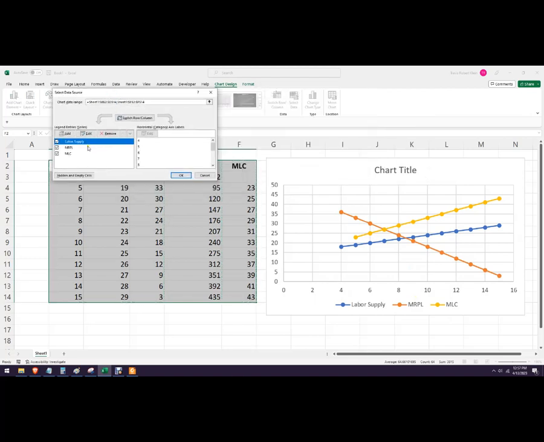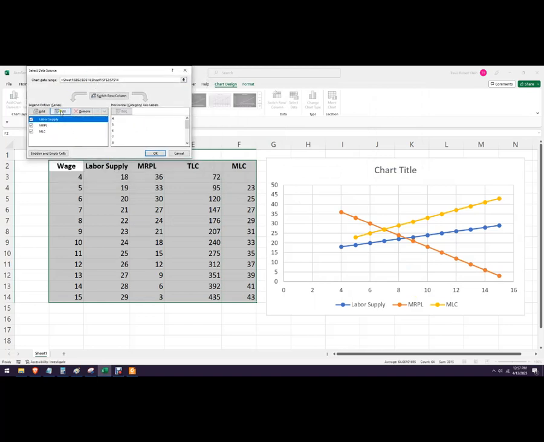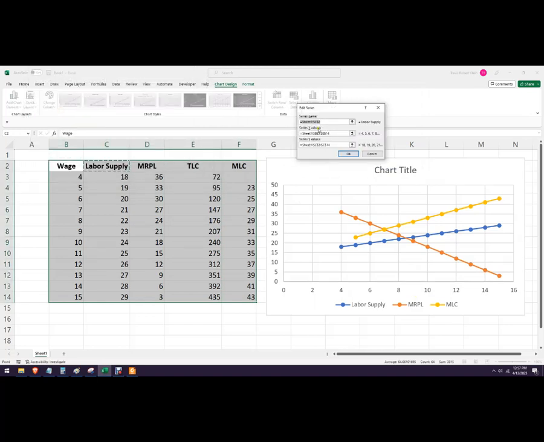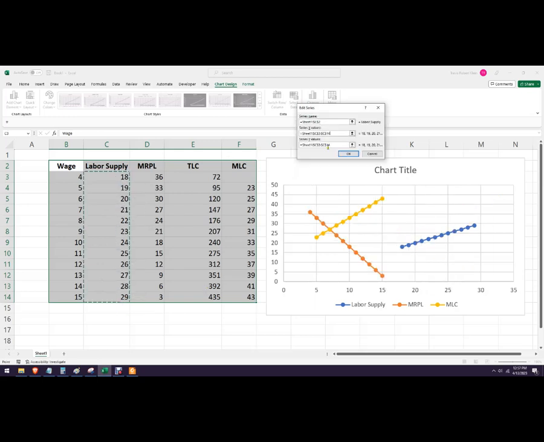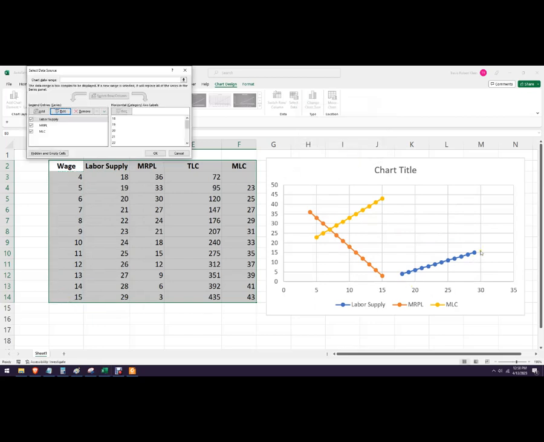Okay, now I'm going to click on this labor supply, and I'm going to hit edit. And we can leave the name. You could change the name to whatever you want. Okay, so then the X values is going to be the units here. So I highlighted that and deleted that, and then this will be what I want on the X axis. And then over here, I want the wage, so that now these two will correspond together. Okay, and there's labor supply.